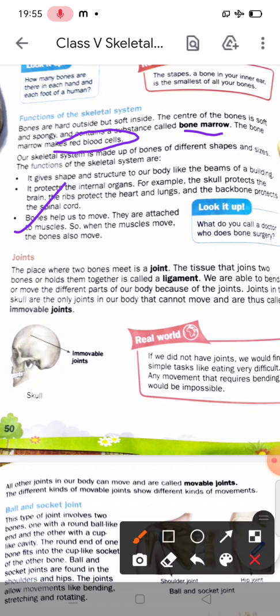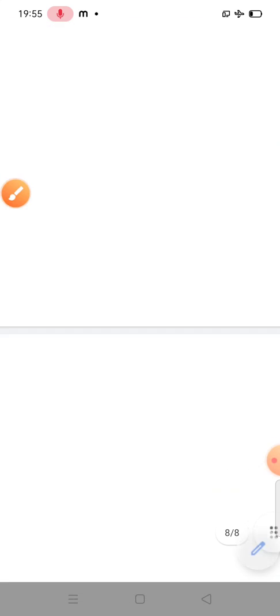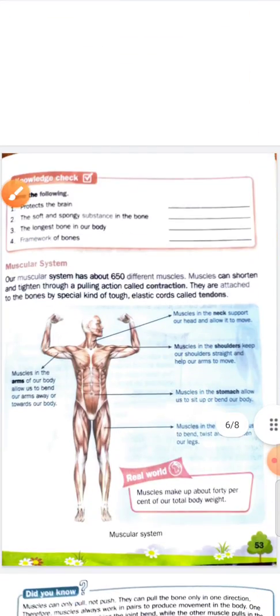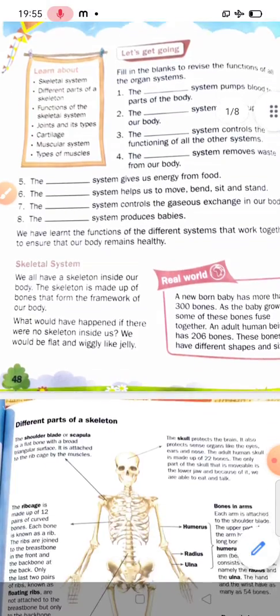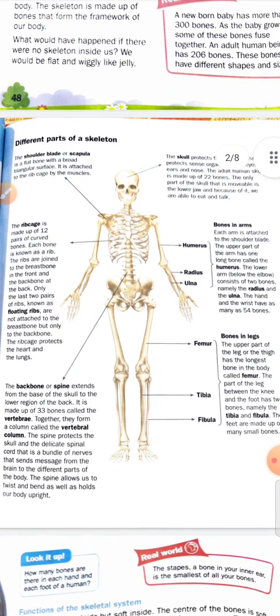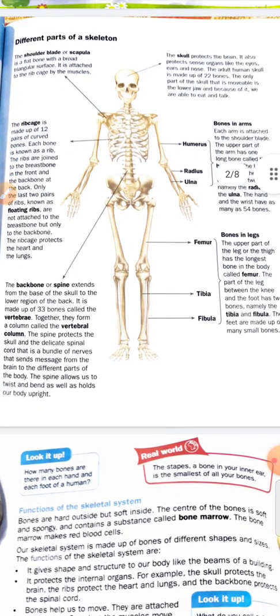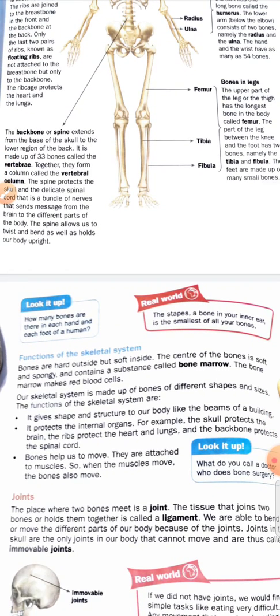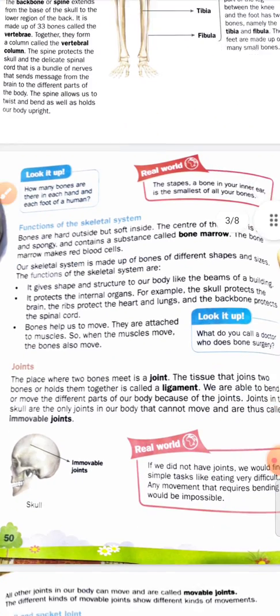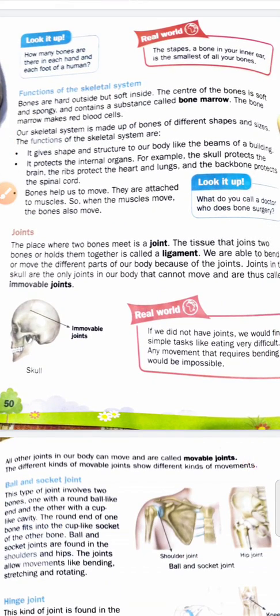So read this full chapter, I think you should read this very carefully. Different parts of a skeleton, and write notes in your homework notebook also, and learn the function of the skeletal system also. And in the next lecture we will discuss the joints, where two bones meet.